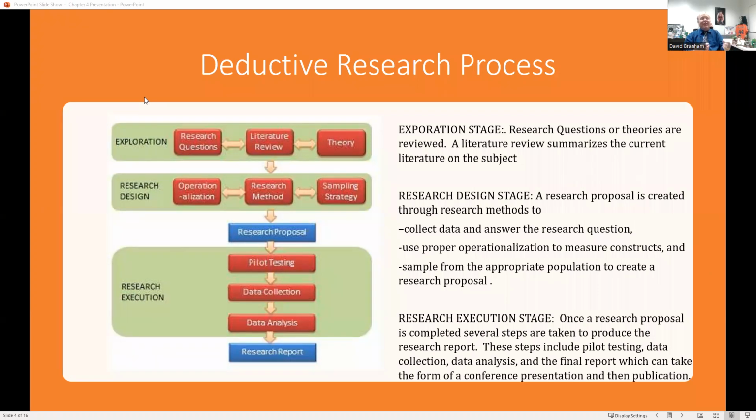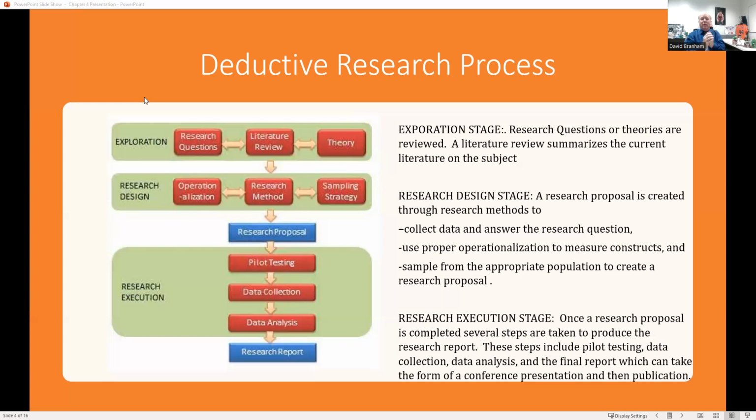Operationalization of our constructs. It's a very important and very difficult part of the research process. Our sampling strategy, for instance, if we're going to do survey research, we need to have a strategy on how to do that. And that comes together into a research method. And from that research method, we draw up a proposal. We don't always draw up a proposal, but every researcher has that proposal in his or her mind going forward. And it comes from these first two steps in the process.